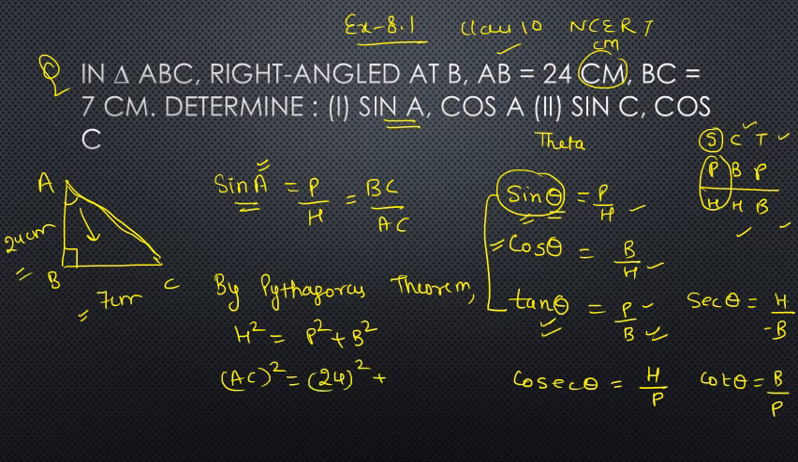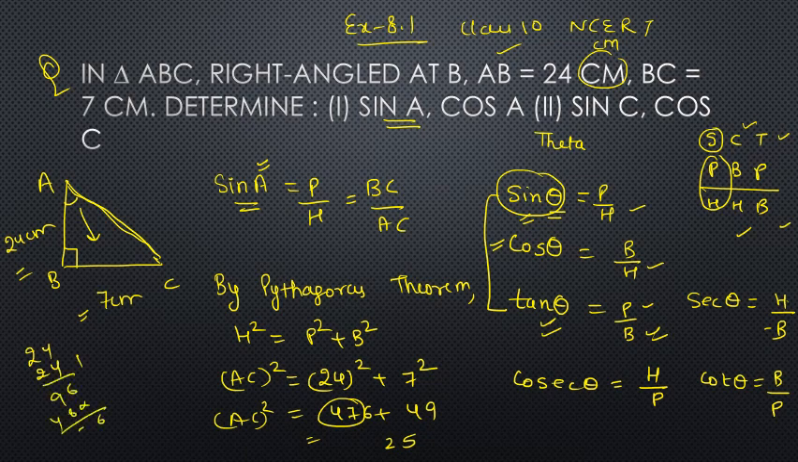So 24 square plus 7 square. 7 sevens are 49, right? 24 square is 576, right? So this will be 625. So AC will become the square root of 625. That means 25 centimeter, right? So this is 25.